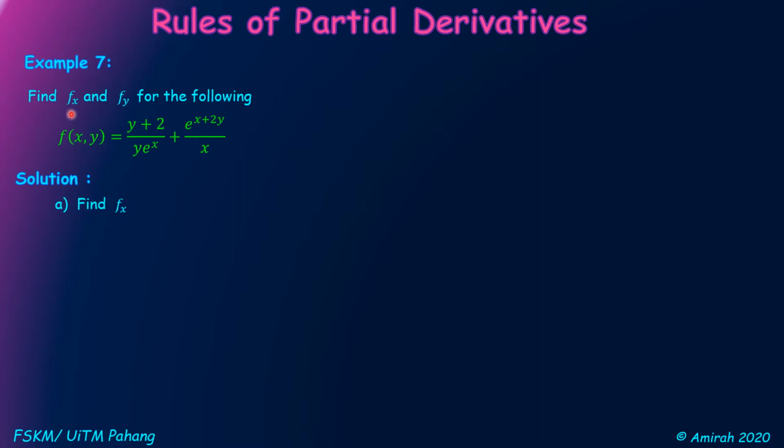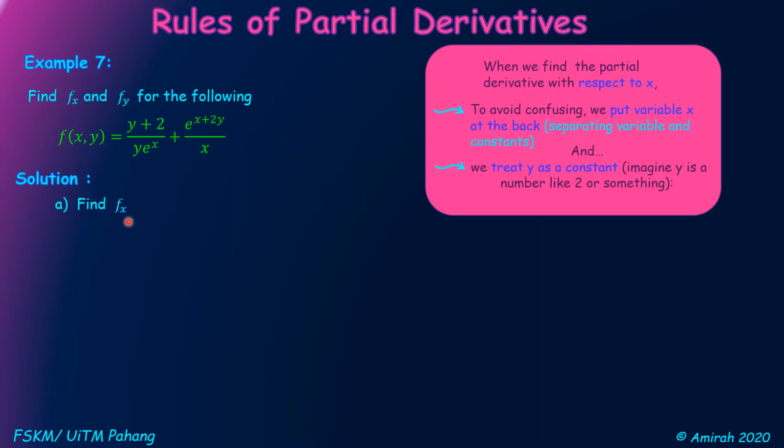First, we find fx. Fx means the partial derivative with respect to x. So to avoid confusion, we put variable x at the back, and we can separate variable and constant. And to avoid error, we can write the function containing variable x in different colors. After that, we treat y as a constant. We just imagine y is a number like 2 or something.